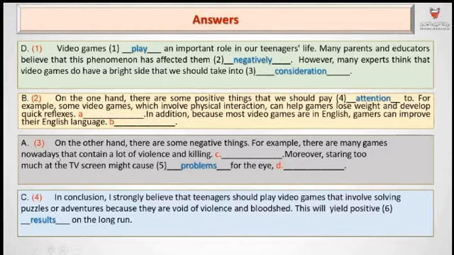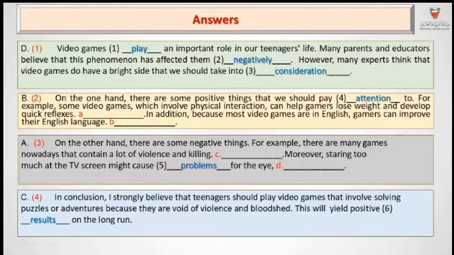A is paragraph three. We are talking about the disadvantages. On the other hand, there are some negative things. For example, there are many games nowadays that contain a lot of violence and killing. Moreover, staring too much at the TV screen might cause problems. So we have cause problems. You cause problems for the eye.